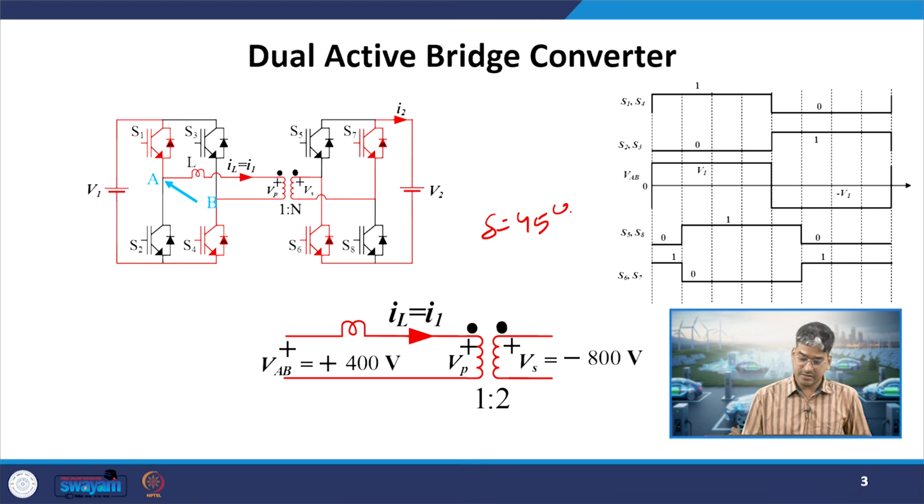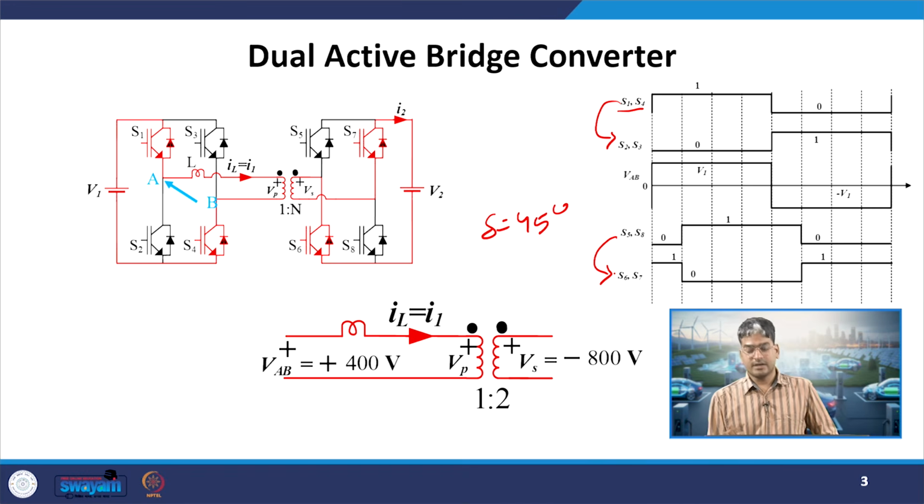With that we have derived the gate pulses, and we are operating in the single phase shift mode, where the bridges are operated in a complementary manner, and there is a shift between the primary and secondary side voltage generation, given by delta. Here we are assuming that to be 45. So if you see, S1 and S4 are on for 50% of the time. For the other 50% of the time they are off, and the complementary switches on the primary side are S2 and S3. Similarly, S5 and S8 are operated for 50% of the time, and the complementary switches are S6 and S7.